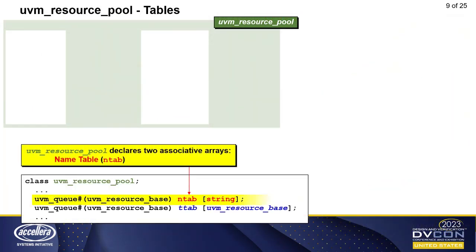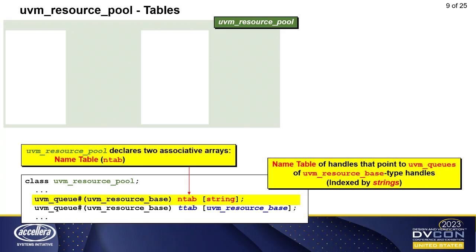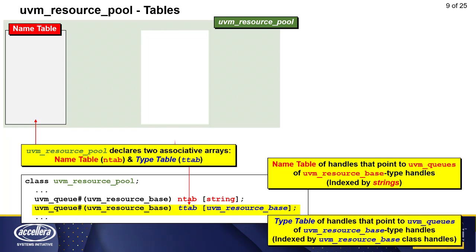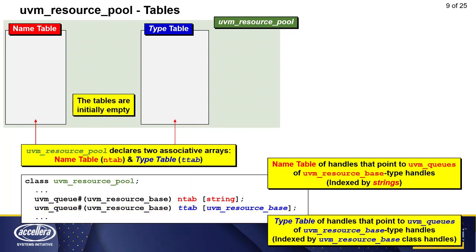UVM resources are maintained in a singleton UVM resource pool, which declares two associative arrays. The first associative array is a name table that is indexed by string values and holds handles that point to UVM queues of UVM resource-based type handles. The second associative array is a type table that is indexed by UVM resource-based type handles and also holds handles that point to UVM queues of UVM resource-based class handles. Initially, the tables are both empty.